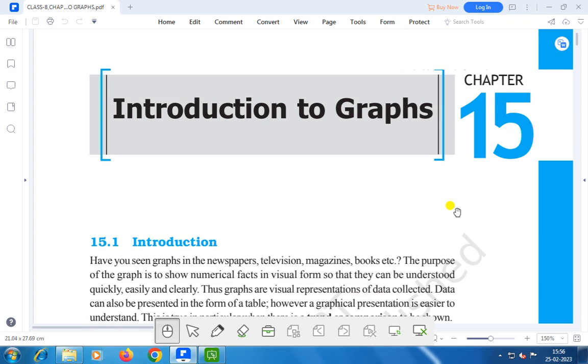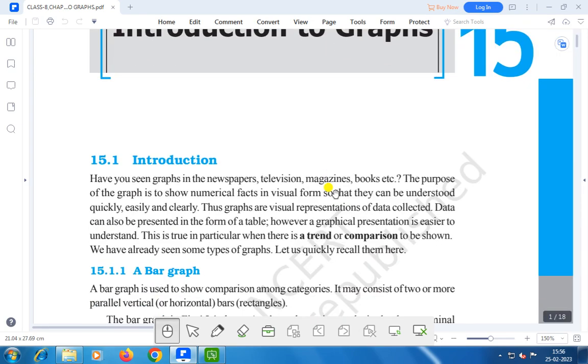Hello everyone. Today we shall discuss graphs. This is chapter 15. We shall discuss the introduction to graphs.